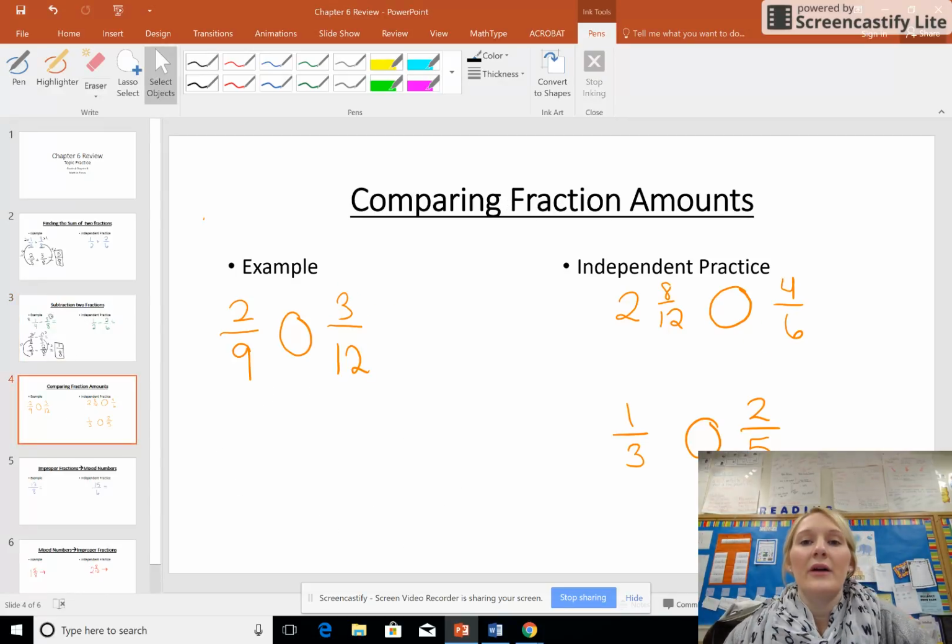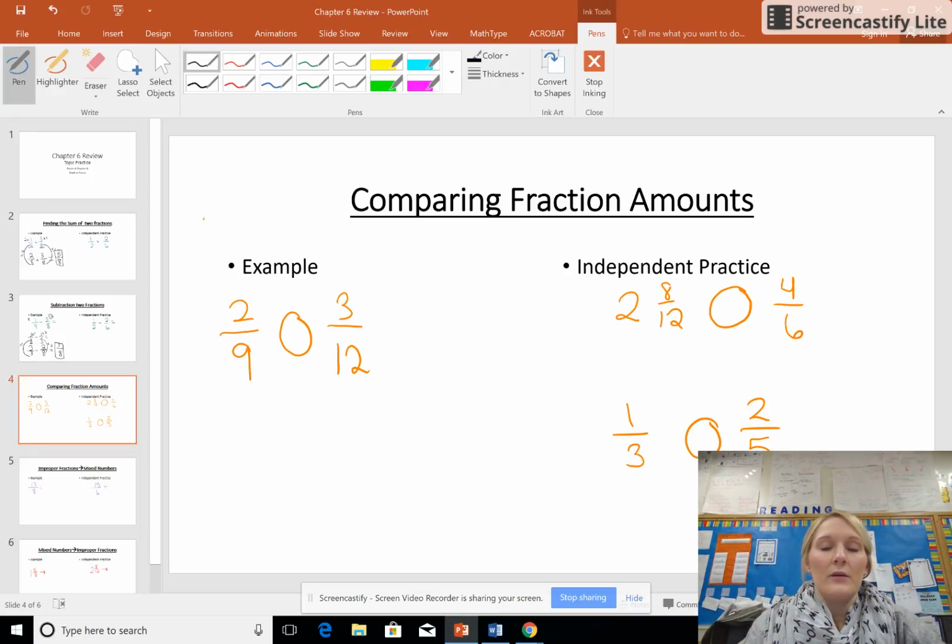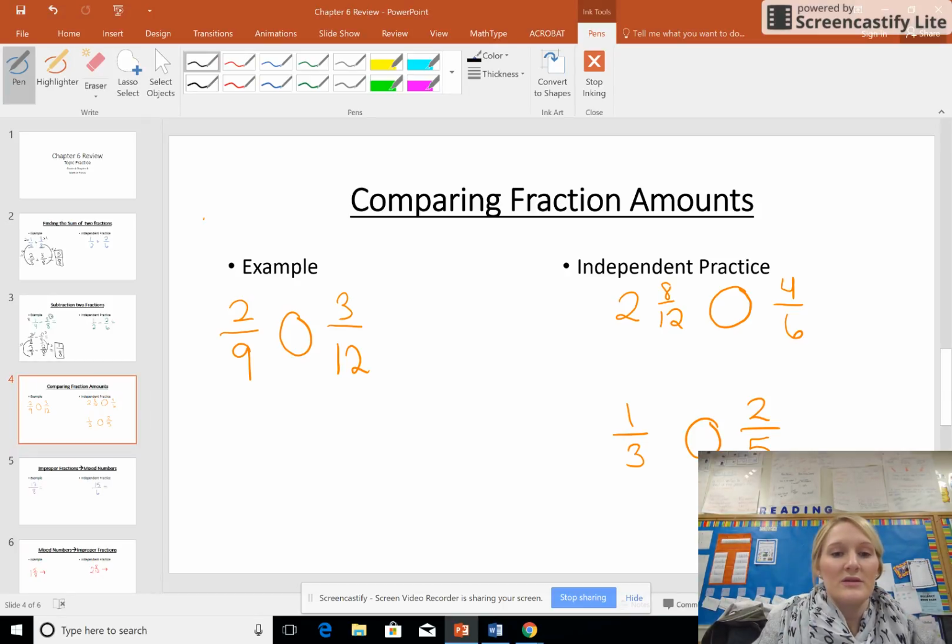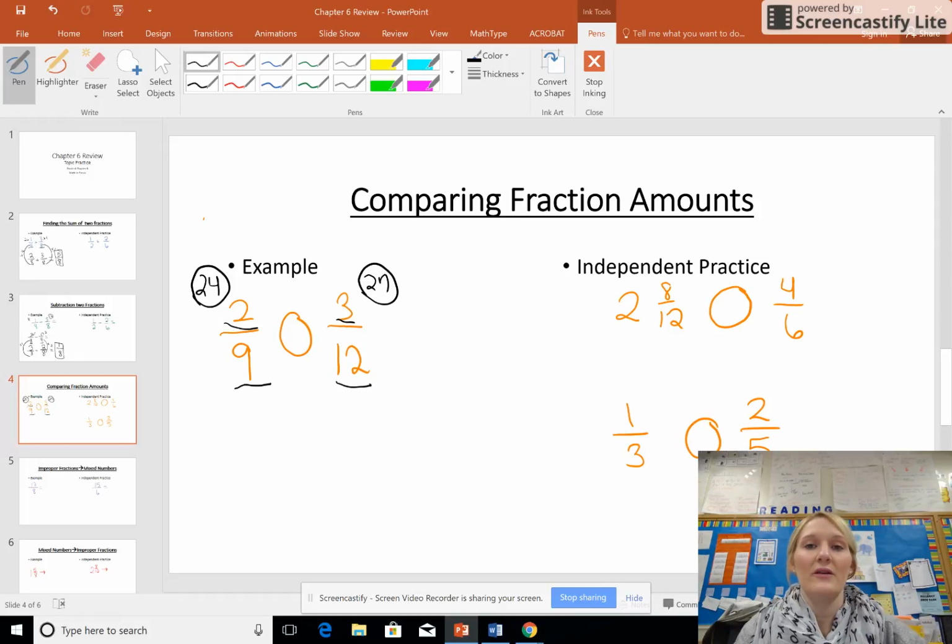Take a look at comparing fraction amounts. A couple of different ways that we can compare fractions. Just like in the example before when we were subtracting to find the larger fraction, you can cross multiply. So how I would cross multiply is I would take the denominator and multiply it by the numerator. 12 times 2 is 24. This 24 would belong to the 2/9ths. I would then take the other denominator of 9, multiply it by 3 to get 27. This 27 belongs to the 3/12. Whichever number has a larger amount is your larger fraction.